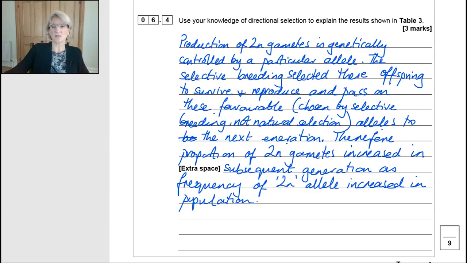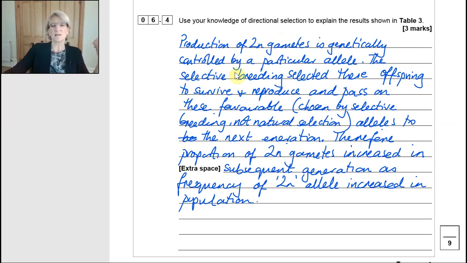Use your knowledge of directional selection to explain the results in table 3. Well, this is all because selective breeding was used. Normally we talk about directional selection in natural selection, where the environment selects the favourable alleles that are going to get passed down from generation to generation, because those individuals with the favourable alleles survive and reproduce. Well, in this situation of selective breeding, it isn't natural selection that's doing the choosing, it's people doing the choosing.